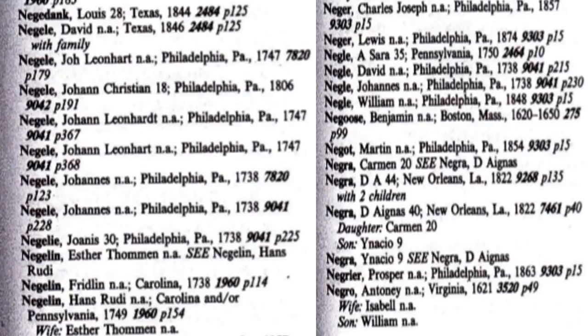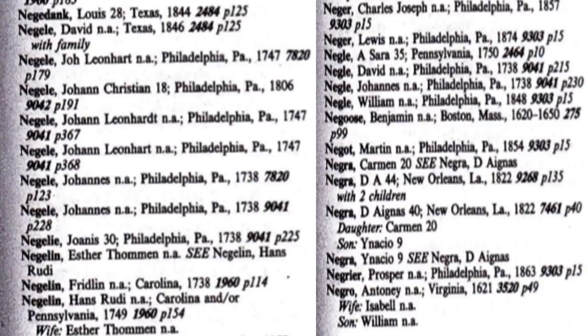And here we have a continuation of names with the prefix N-E-G. And you can see a variation going into Philadelphia, again, 1700s, 1747. You have an 1806, 1747, 1738, 1738. You go over to the right-hand side, again, more going into Philadelphia, and you have, again, a variety of spellings here. You even have Negra.